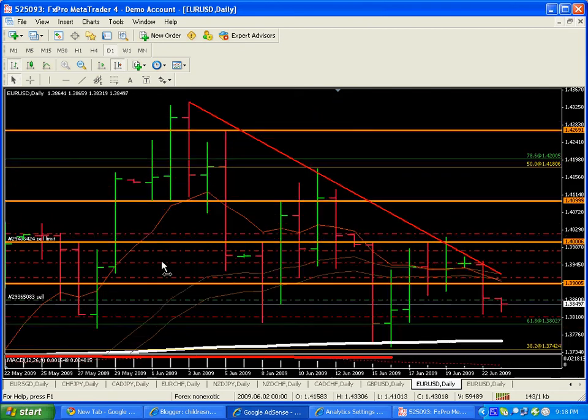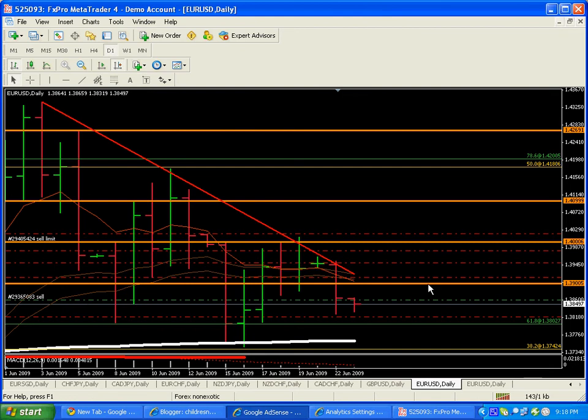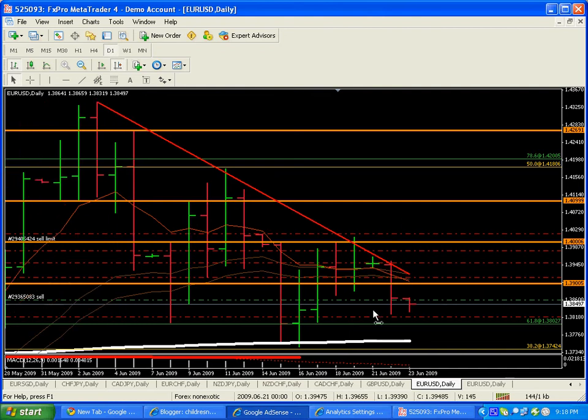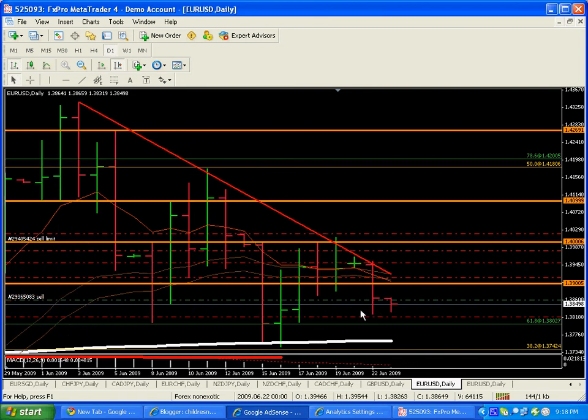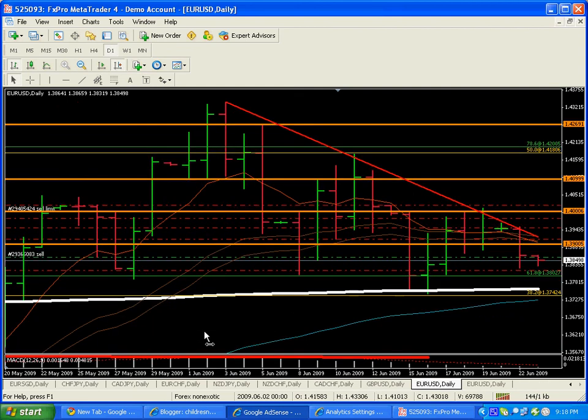If we look back, the 139.50 level is a pretty good pivot level. Of course, the 1.40 level is the main level. I believe the price will find resistance somewhere in these lines here. You can see the support.